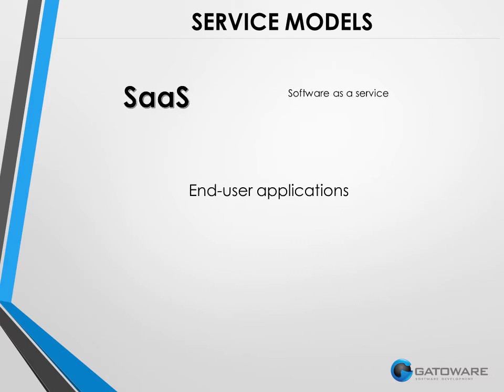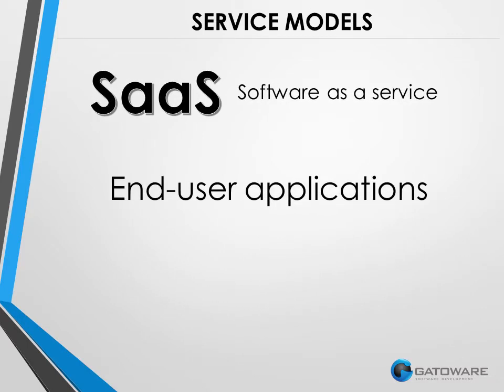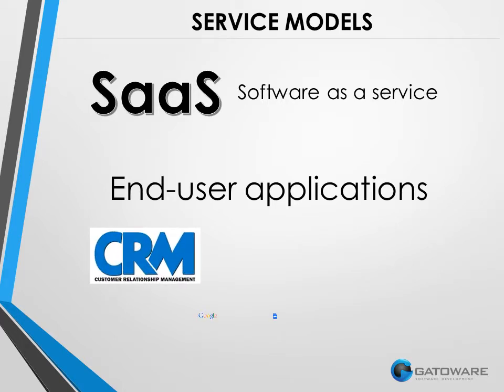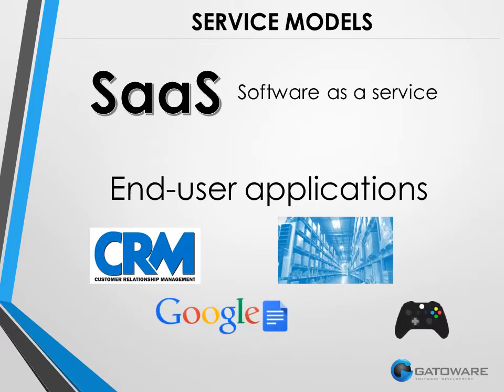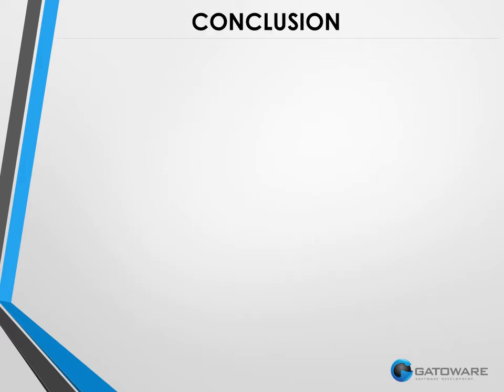Software as a Service, or SaaS, includes the usage of end-user applications that are accessible from many client devices through a user interface. Examples are customer relationship management apps or CRM, online documents management like Google Docs, inventory control systems, games. All the software is installed in IaaS running over PaaS resources.